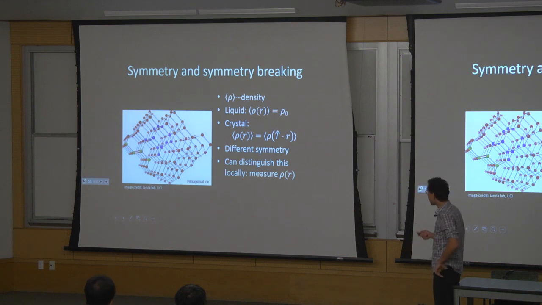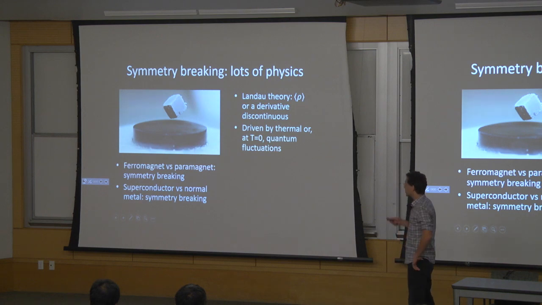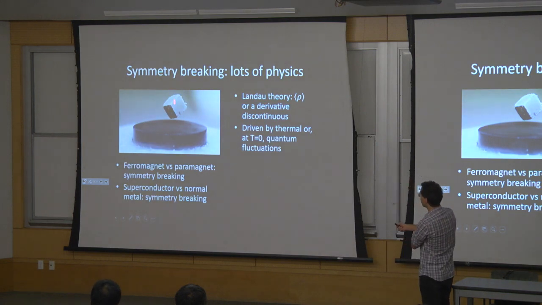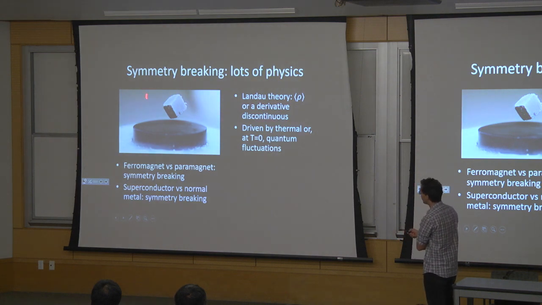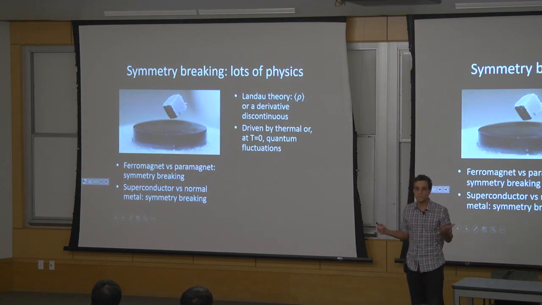And so that's sort of one way to classify different phases of matter. So symmetry breaking is behind a lot of the physics that we know and love, right? There's this beautiful experiment that you do for elementary school students anytime you meet them, if you can, which is to levitate a piece of high TC superconductor on top of a magnet, right?